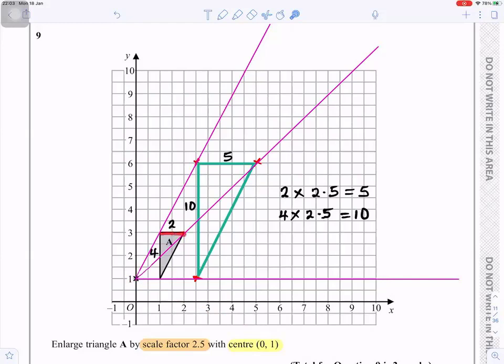So it's 2 there. We want to get 5. So get 1, 2, 3, 4, 5. And it's 4 on this side. 1, 2, 3, 4, 5, 6, 7, 8, 9, 10. And you get the third side for free. And that's the enlargement by scale factor 2.5 with center 0, 1.